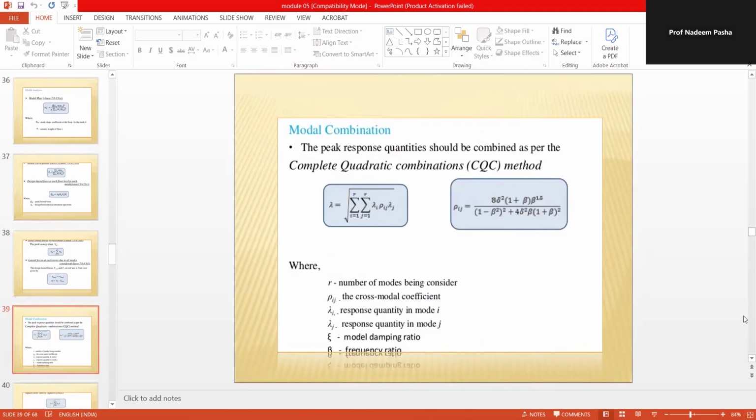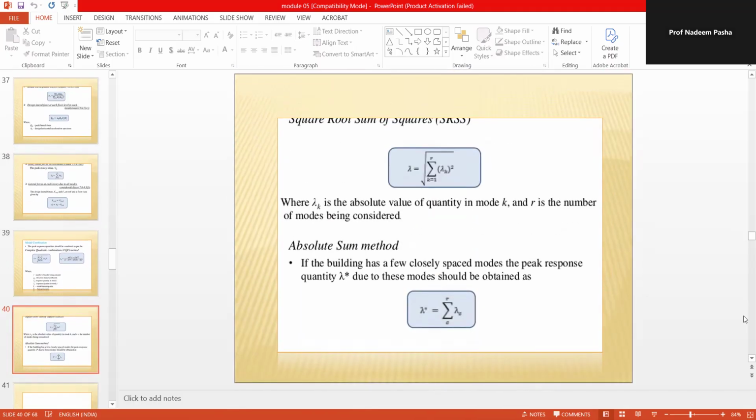Modal combination. The peak response quantity should be combined as per the complete quadratic combination (CQC) method. R is equal to the number of modes being considered. Rho_ij is the cross-modal coefficient, lambda i is the response quantity in mode i, lambda j is the response quantity in mode j, and zeta is the modal damping ratio. Beta is the frequency ratio.